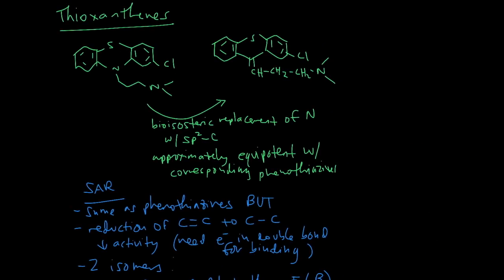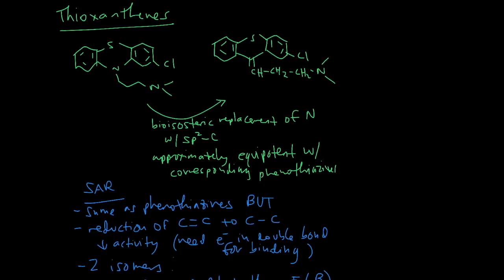Okay, so now we're going to talk about your thioxanthines. Your thioxanthines are basically your phenothiazines, except they result in an isosteric replacement of nitrogen with an sp2 hybridized carbon. In English, what that means is, here's your phenothiazine. Prototype, which one is it? Pop quiz, which one is it? I'll just give you the answer. It's chlorpromazine.